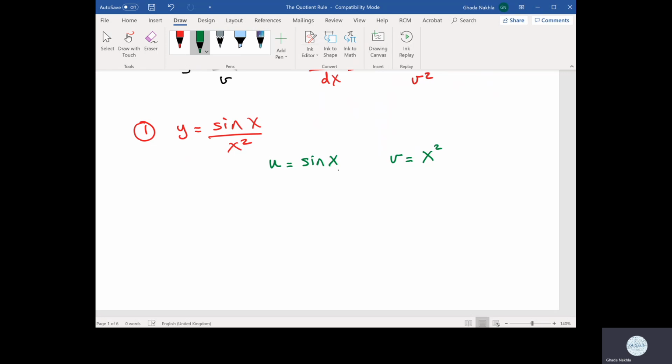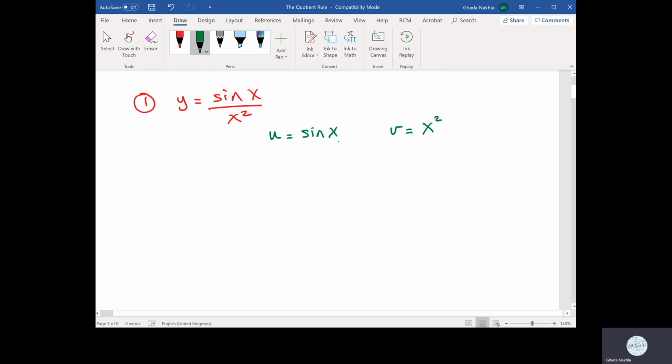So the first thing is to identify u and v. U is always the term at the top, the numerator. V is always the term at the bottom, the denominator. And then the second thing you need to do is to differentiate both. So you differentiate u with respect to x, so du by dx.